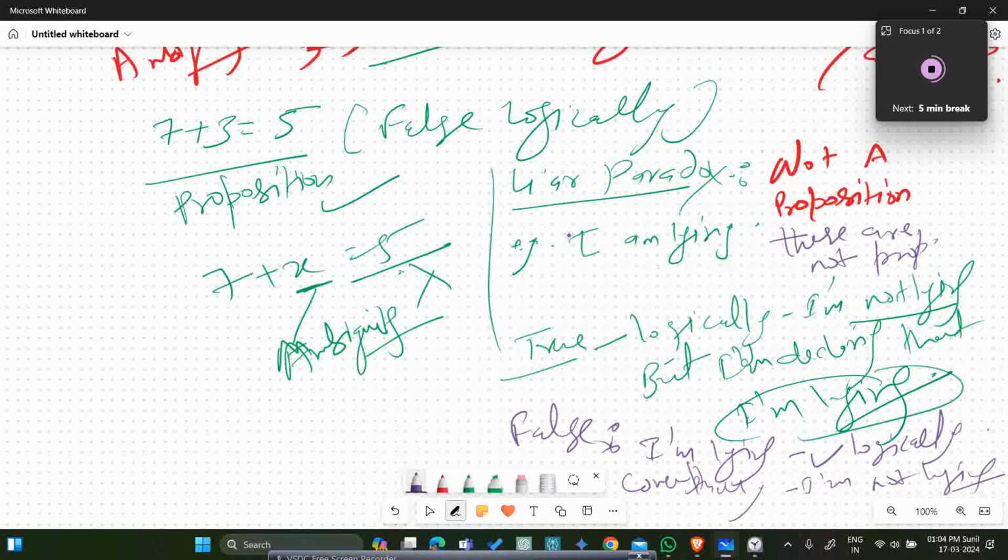So this is the Liar paradox. Hope you understand this. In other words, we can say it denies its own truth. All right, guys.